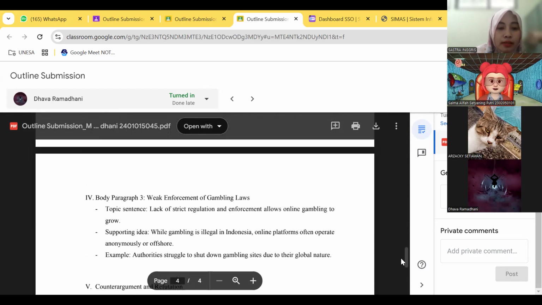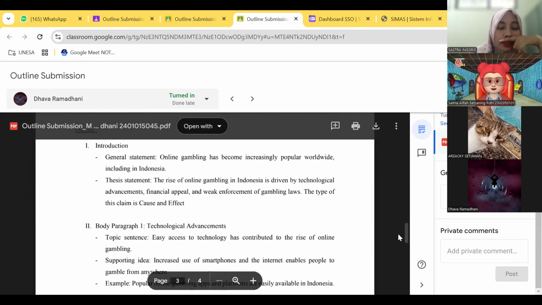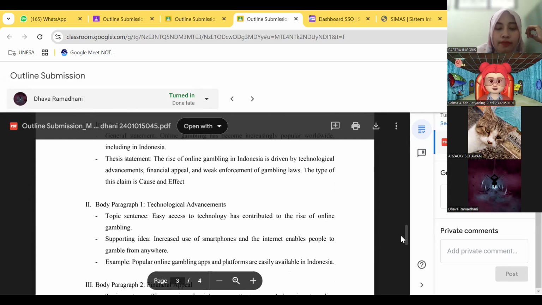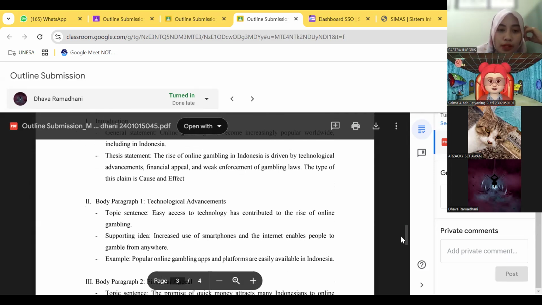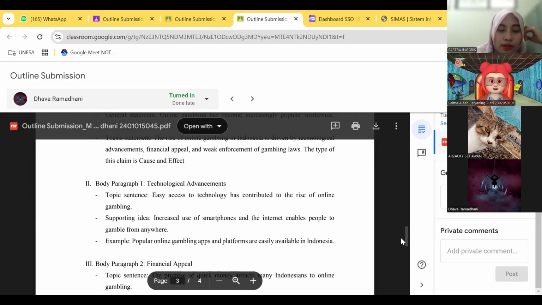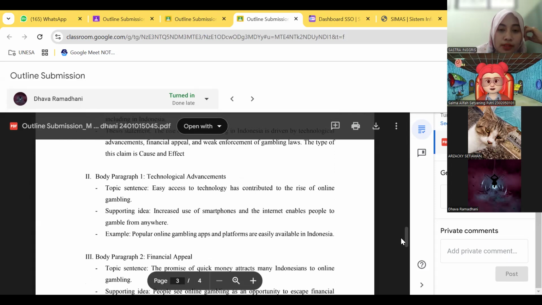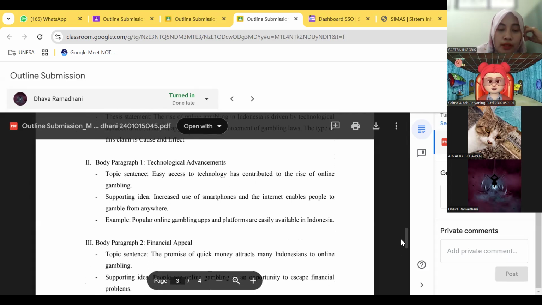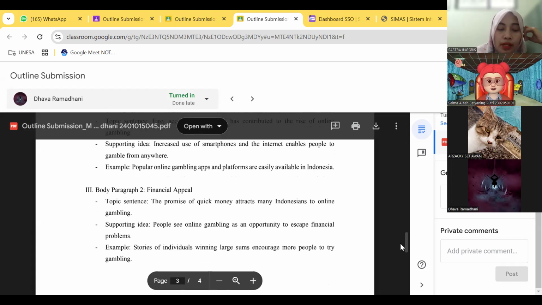And then this statement: the rise of online gambling in Indonesia is driven by technological advancement, financial appeal and weak enforcement of gambling laws. Okay. The type of discipline is cause and effect. So let me see your first argument here. Easy access to technology has contributed to the rise of online gambling. Increased use of smartphones, blah, blah, blah.